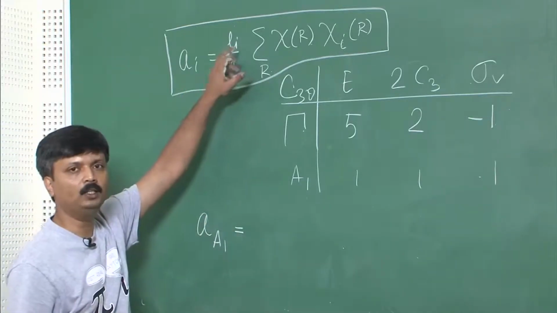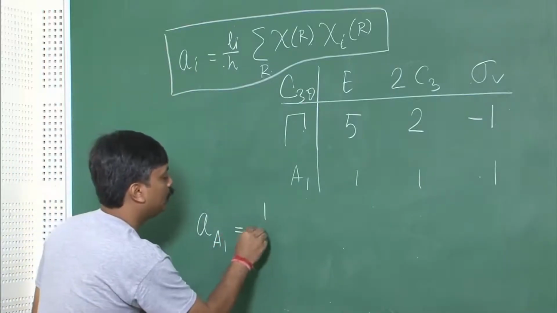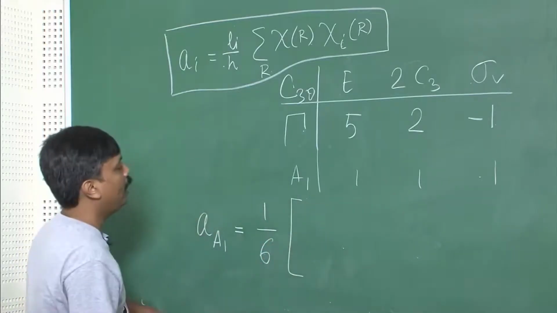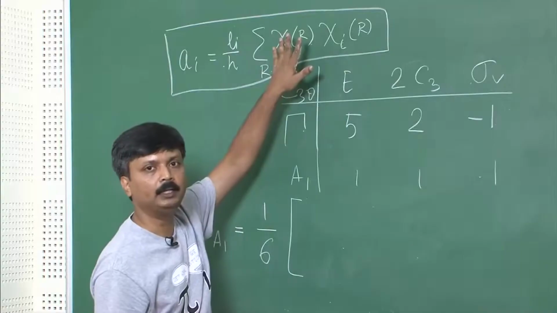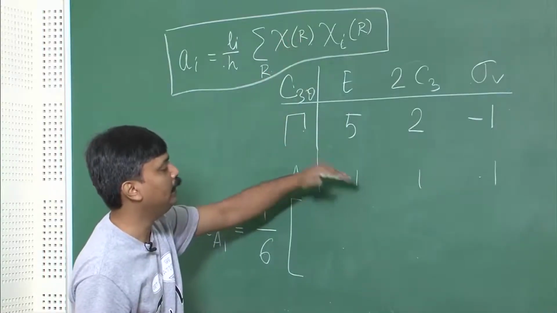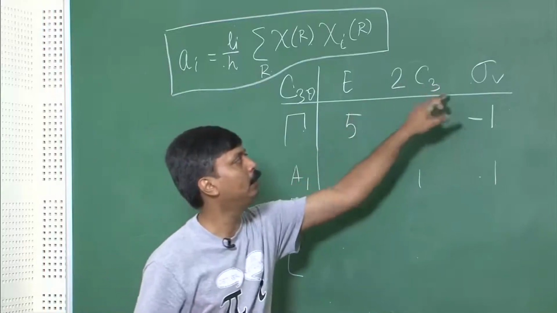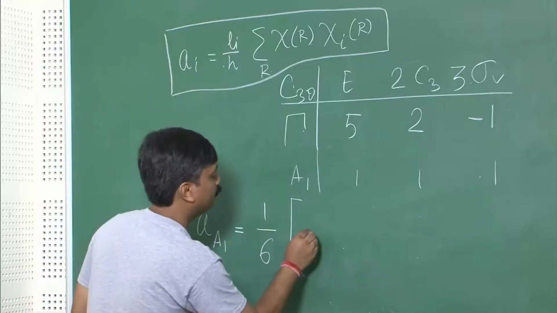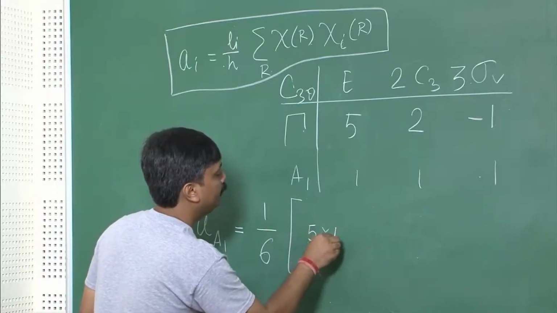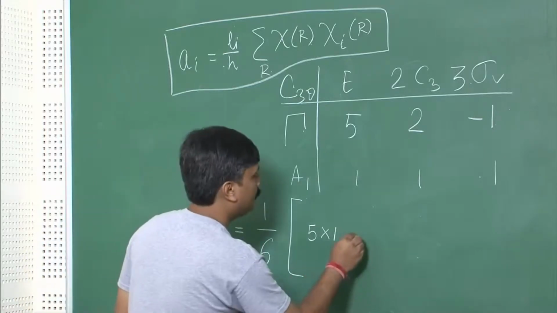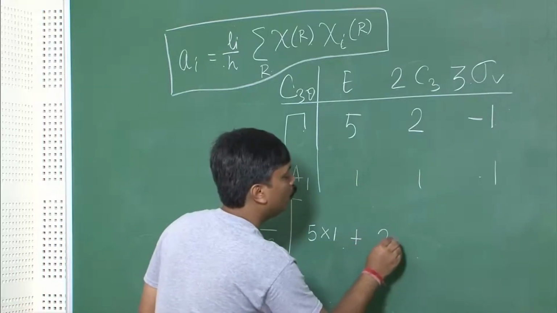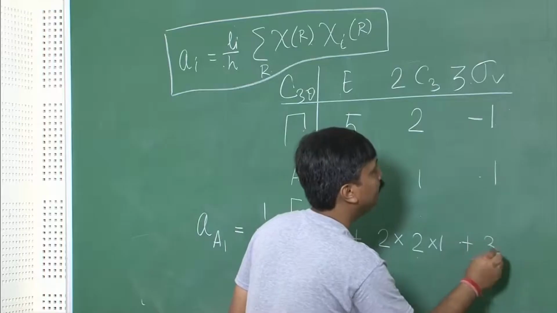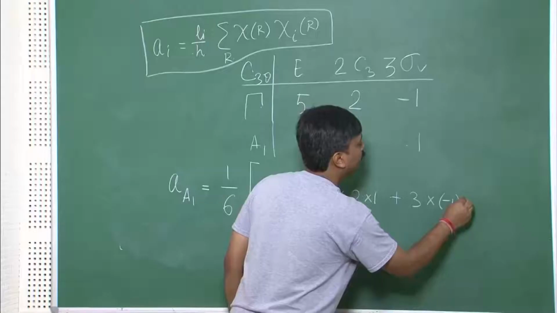So li is 1, so I don't care about that. So it is 1 by h, that means 6. Fine. And then I have to sum this combination. Fine. So I will combine this one and then keep summing, and we have to remember these numbers. So here we missed 3 here. Okay. So I have 5 into 1 plus 2 into 2 into 1 plus 3 into minus 1 into 1.